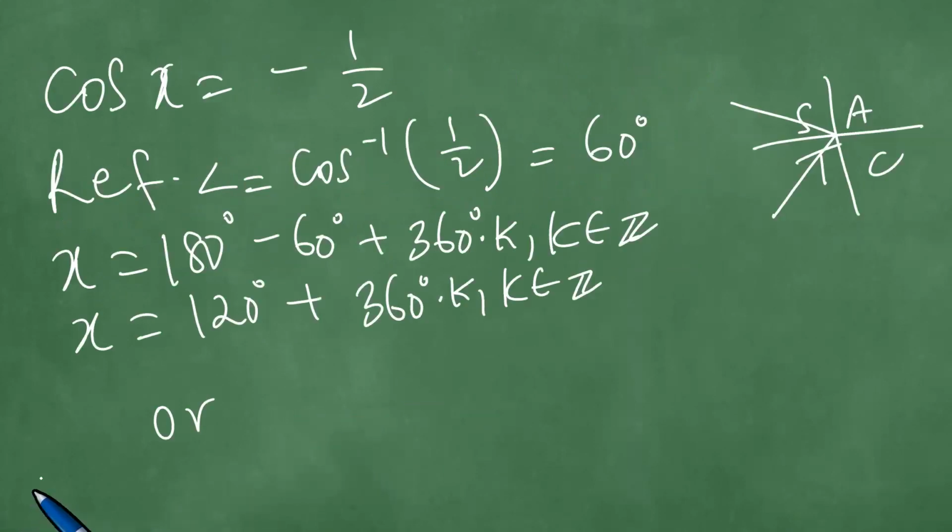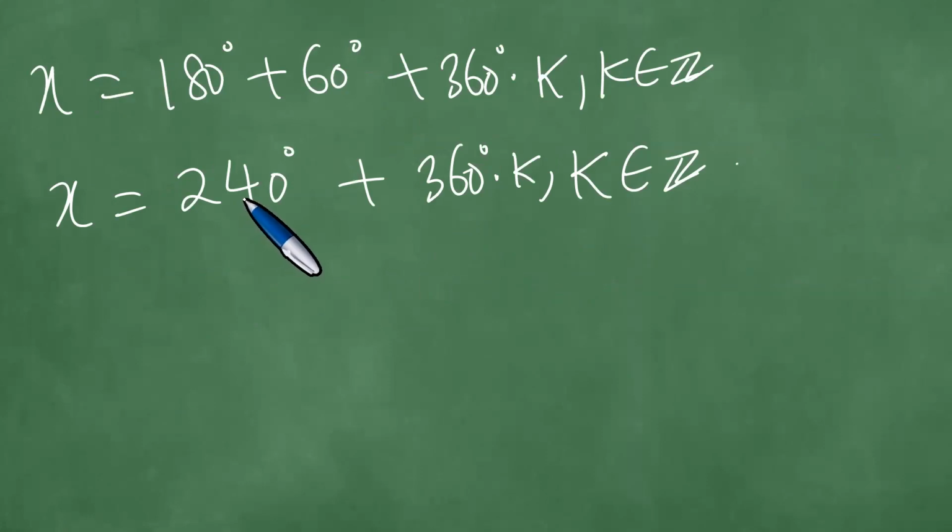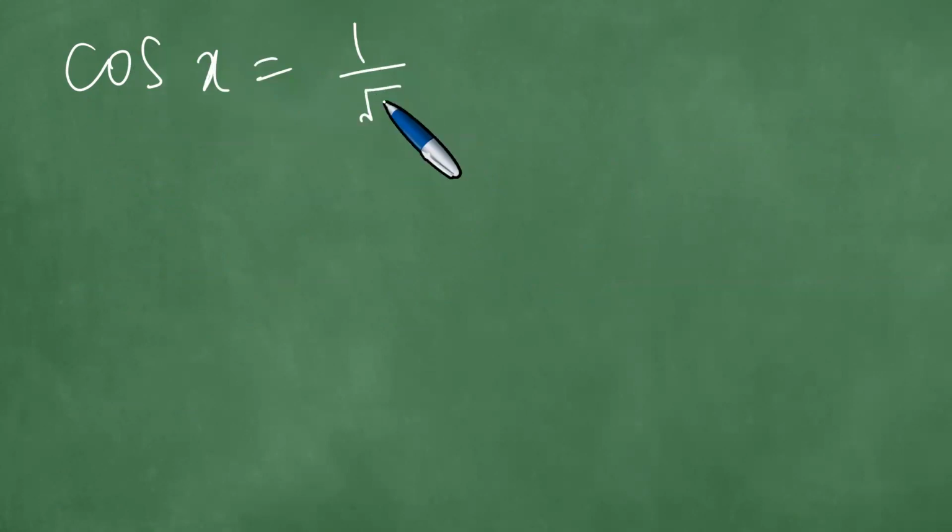All right, so we have found some solutions there in the second quadrant, and also another set of solutions generated by using an angle 240, which is an angle in the third quadrant. We have also the other equation. We have cosine x equals 1 over the square root of 2.